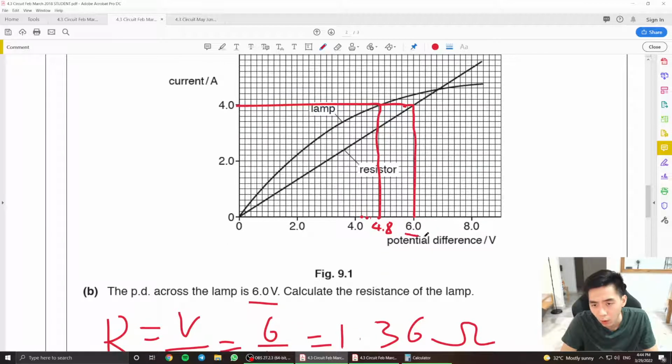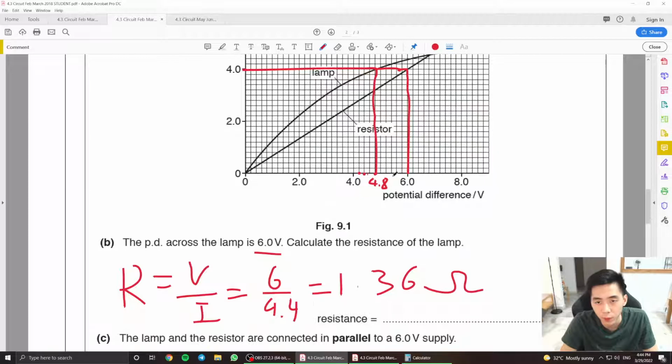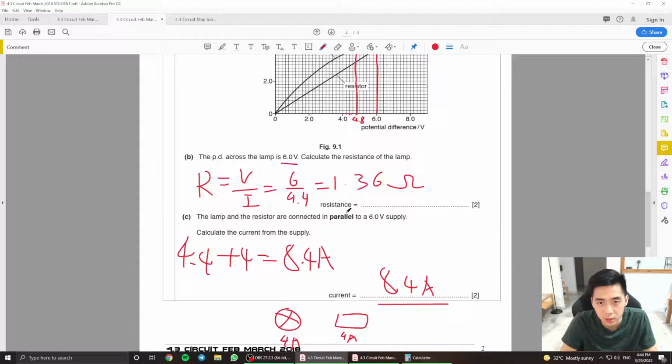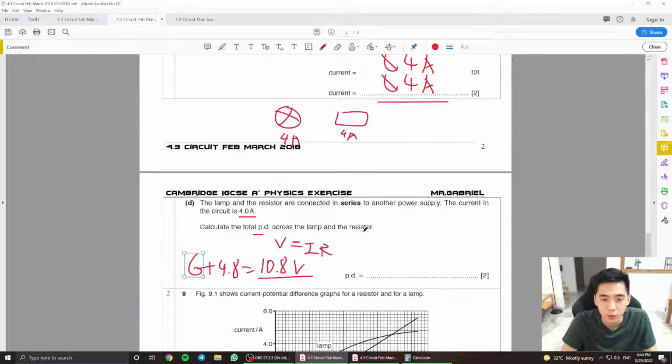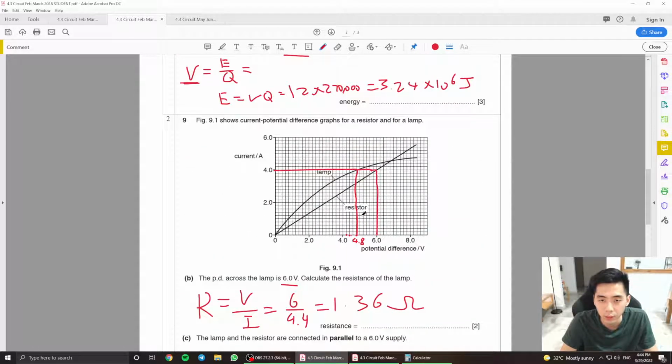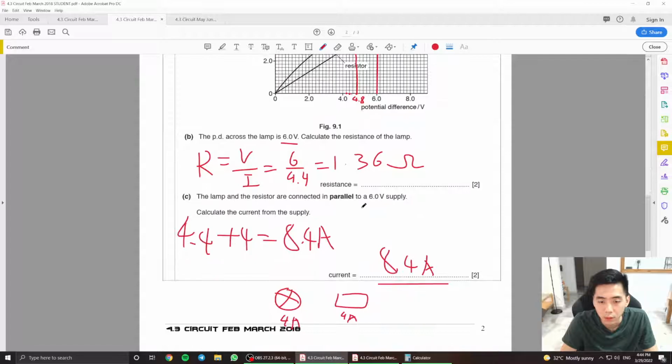So all I need to do, I guess, is just add them both together, right? It's going to be 6 plus 4.8, which is supposed to give you 10.8 volts, guys. You're supposed to get 10.8 volts here. Okay.